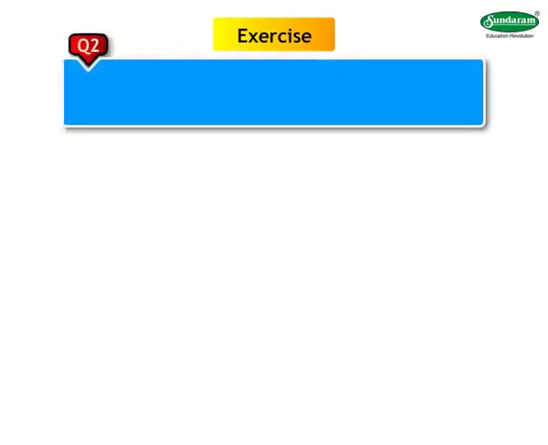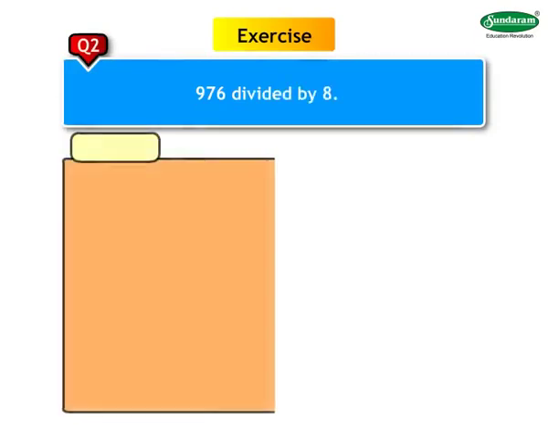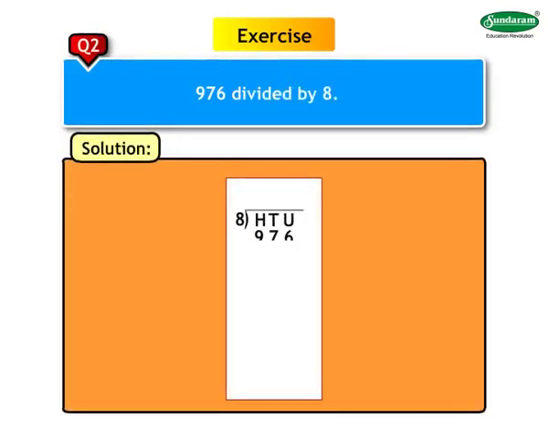Question 2. 976 divided by 8. Here, the divisor is 8. Hence, we have to use the 8 times table. First, we have to divide the digit in the hundreds place, that is 9 by 8. As 8 ones are 8 and 8 twos are 16, we will consider 8 ones are 8 because 16 is bigger than 9. Hence, we will write 1 in the hundreds place of the quotient.